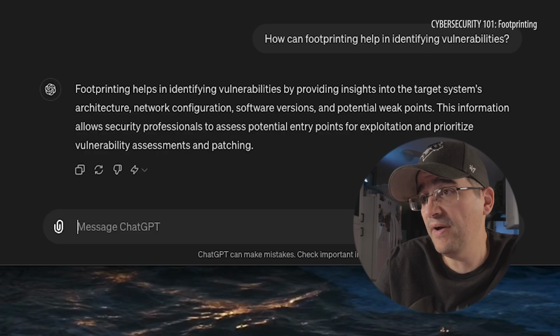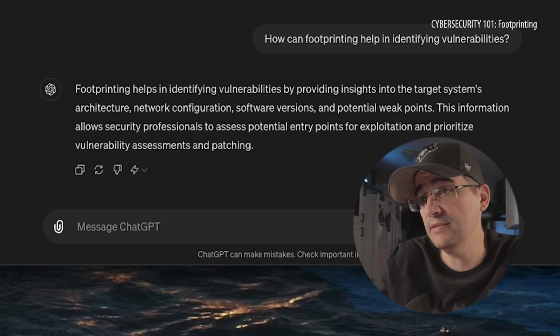They're going to want vulnerabilities, but we're going to want to learn about the vulnerabilities so we can stop them and fix them. By providing insights into the target's systems, architecture, network configuration, software versions, and potential weak points. This information allows security professionals to assess potential entry points for exploitation and prioritize vulnerability assessments and patching. Okay, so yeah, it helps us to be able to go in and say, oh, we need to fix that because they're getting in, they're doing things that way.